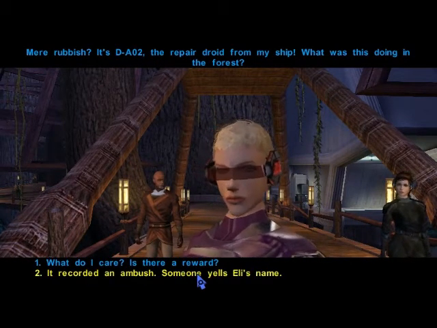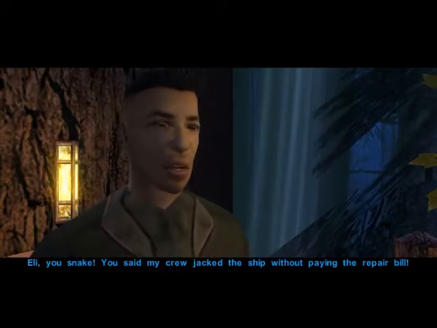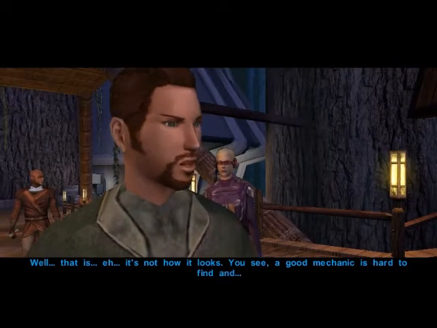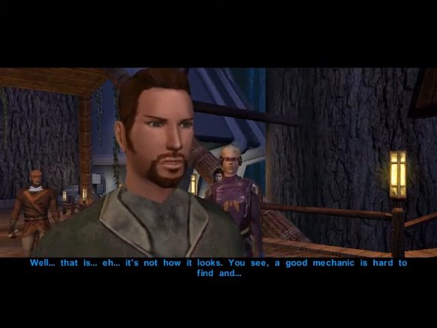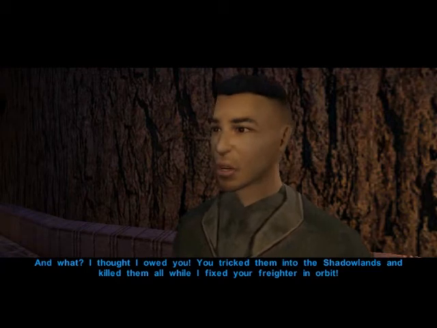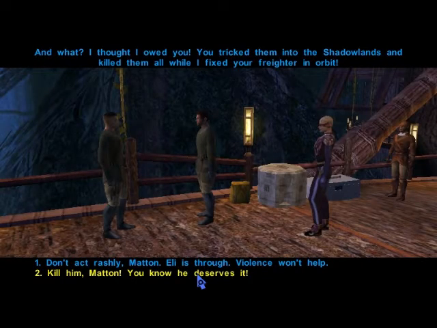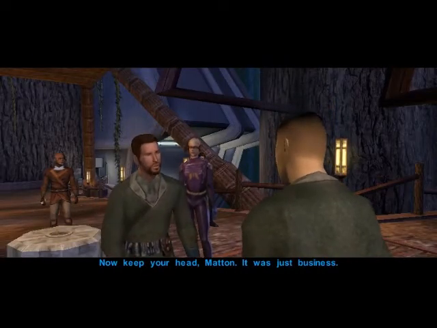Someone yells Eli's name. Eli, you snake. You said my crew jacked the ship without paying the repair bill. Well, that is... It's not how it looks. You see, a good mechanic is hard to find, and... And what? I thought I owed you. You tricked them into the Shadowlands and killed them while I fixed your freighter in orbit. Kill him, you know he deserves it. Yeah, violence won't help. Now keep your head, Matten. It was just business. No. Actually, no.